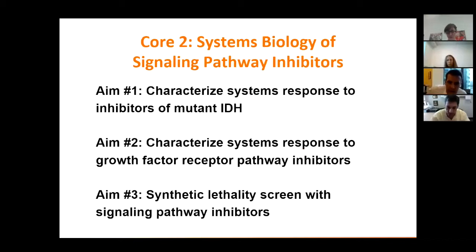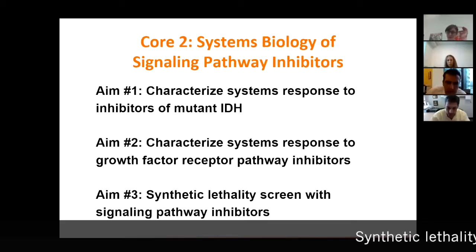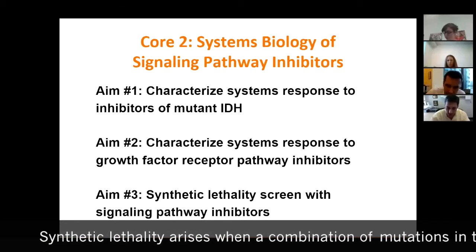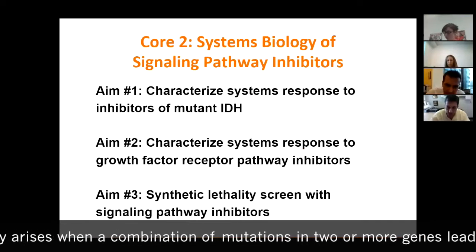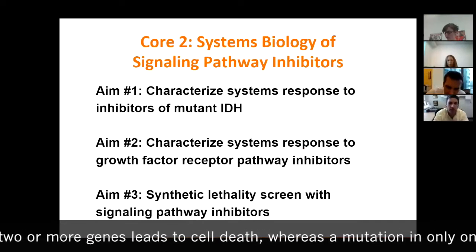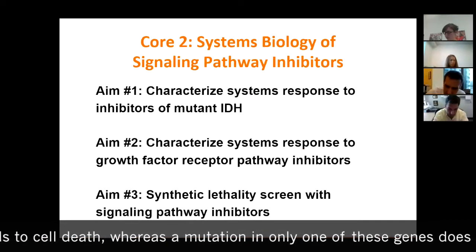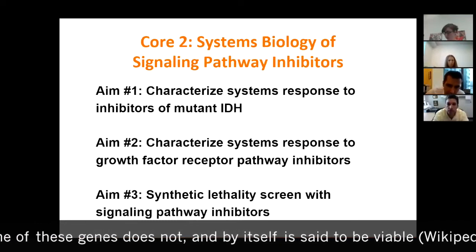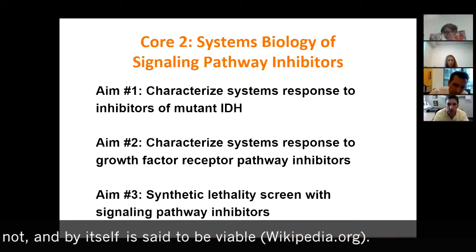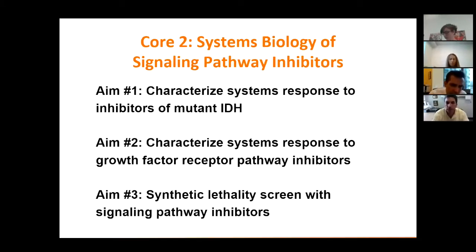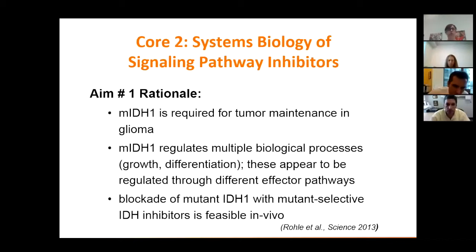So our core, core 2, has several scientific aims. One is focused on the response to inhibitors of mutant IDH. The second one is focused on growth factor pathway inhibitors. So those are different drugs and different genetic vulnerabilities in brain tumor cells. And the third one is a genetic screen that will be looking for potential combination therapies. I'm going to tell you a little bit about these now in more detail.